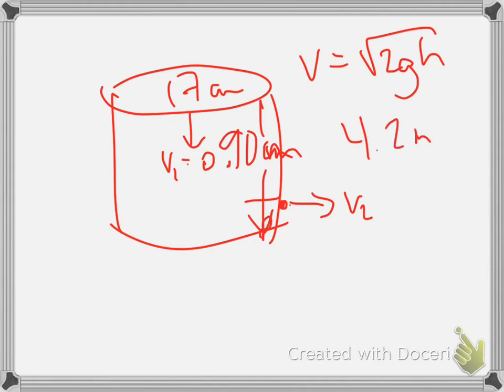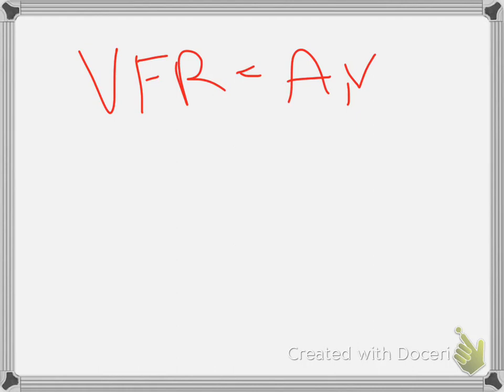Next question. This is number 15. Fluid flows at 2 meters per second through a pipe of diameter 3 centimeters. What's the volume flow rate? Volume flow rate is what our continuity equation is. It's A1V1. They give you the diameter, so the area is pi d squared over 4.